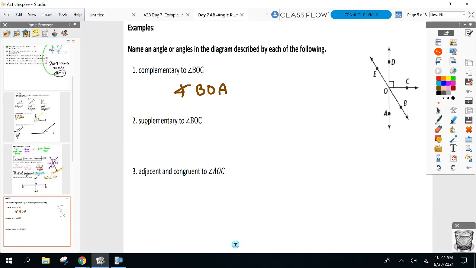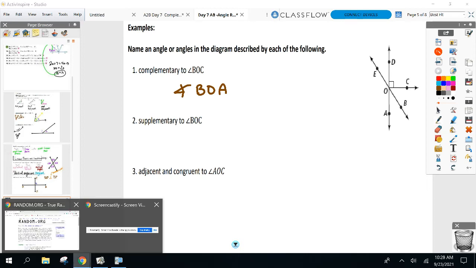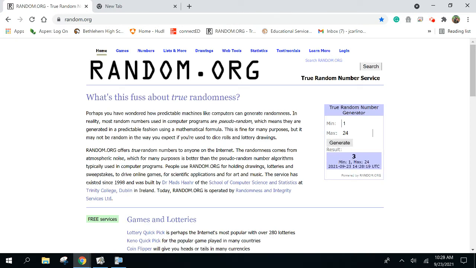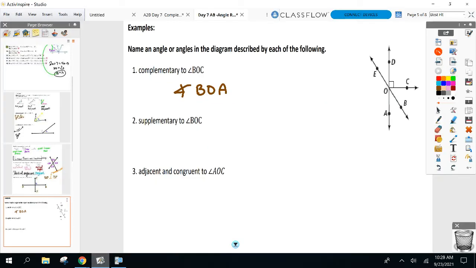All right, supplementary to BOC now. Now I need an angle that adds to 180 with BOC. So I hear 180, I'm thinking a straight line, right? So BOC and what other angle make up a straight line up here? Come on, come on. Dig deep. Jackson, when you think you have it. Come on. Ready? Here you go. Let me highlight BOC. What other angle put with it would form a straight line?